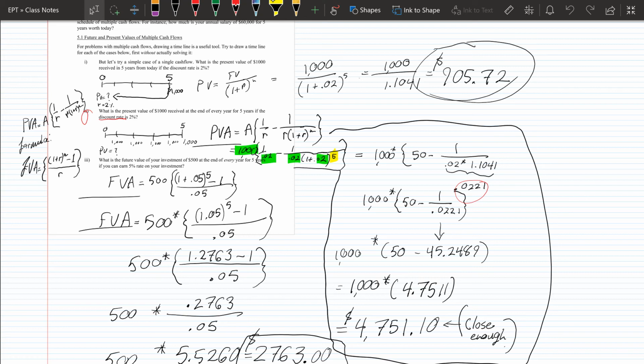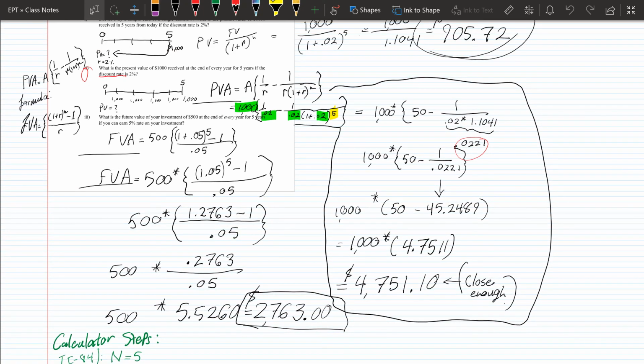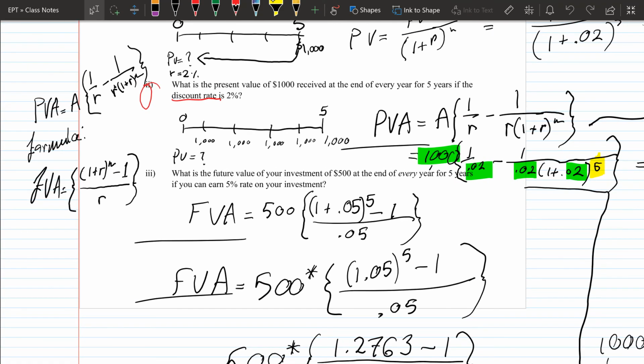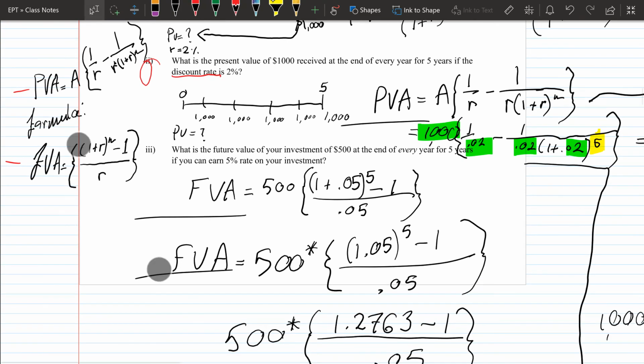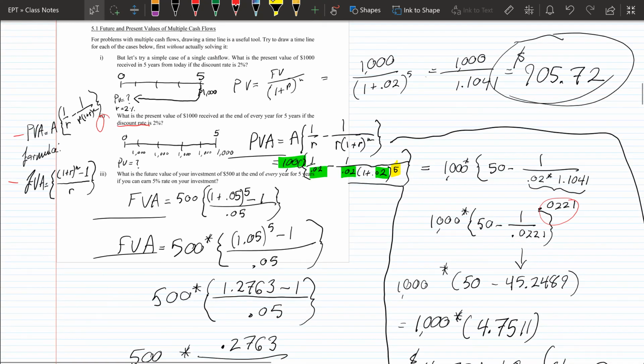What is the future value of your investment of $500 at the end of every year for 5 years, if you can earn 5% on your investment? So now we're on the flip side, right? You can see that we've flipped the equation over, using these ones. That's what I was talking about earlier. It's the exact same thing, except now it's all flipped over. So now instead of 1,000, we're using 500, and instead of 2%, we're using 5%. And instead of it being an annuity that's given to you, it's an investment that you're paying into.